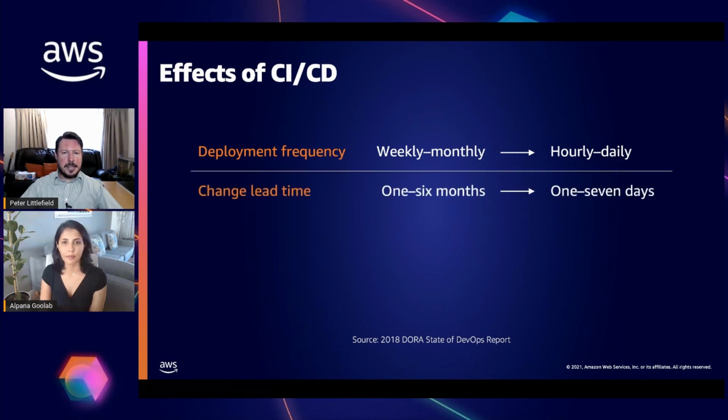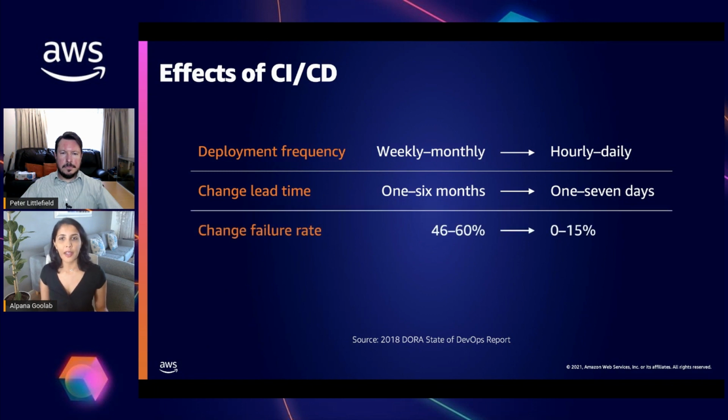Maybe you can talk to the next couple of effects, Alpana. Yeah, of course. So change lead time. This is the time from when a developer checks in their source code to the time that it's actually delivered to customers. This is basically when it is in customers' hands after having gone through production. This goes from 1 to 6 months, maybe 2 to 12 releases a year. This drops all the way down to 1 to 7 days. The effect is that customers are getting bug fixes and new features written by developers and checked in under a week. The next finding is change failure rate.